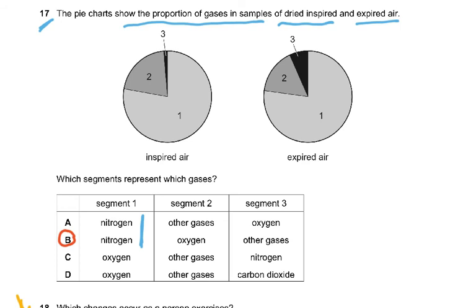And then of course segment 3, which was the little one, the smaller one here, in expired air, that was more, so that was the carbon dioxide and other gases. So that was a little confusing for some of the students, but otherwise I think everybody should have figured that out. That was nitrogen, oxygen, and other gases.